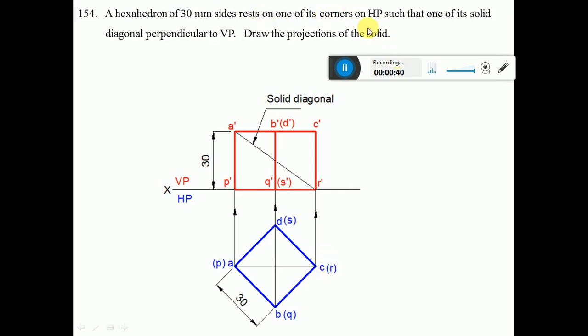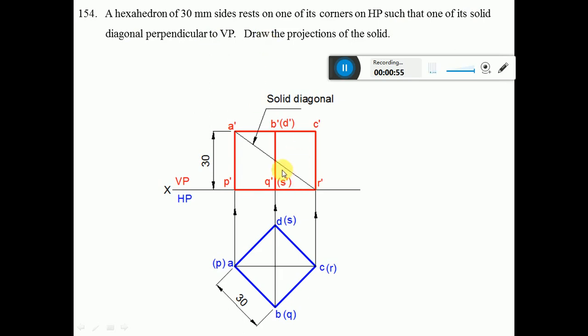Since it says it is resting on one of the corners on HP, obviously you have to take the corner position. That means the end points of the front view must have the corner, that is a single point, such that one of its solid diagonals is perpendicular to VP.